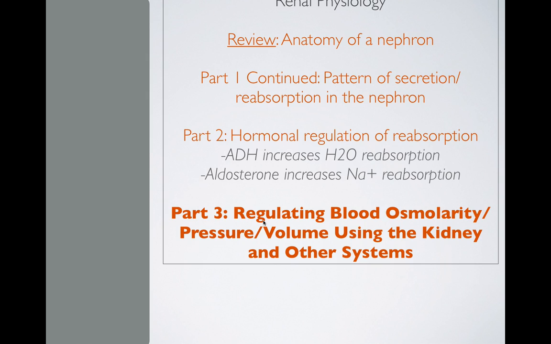Okay, so now my favorite part of the whole class, probably, part 3. Regulating blood osmolarity, pressure, and volume using the kidneys. Here's why this is my favorite part. Because it is literally going to combine just about everything we've talked about the entire semester into one giant regulatory mechanism. And the reason you should kind of love this is because you already know like 75% of how this works. All we're going to do is put it together. So let's do that.